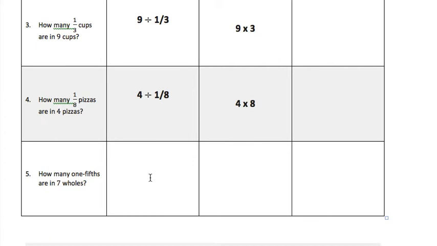And then finally in number 5, how many 1/5 are in 7 wholes? We could take 7 and divide it by 1/5, which as a multiplication statement could be 7 times 5.